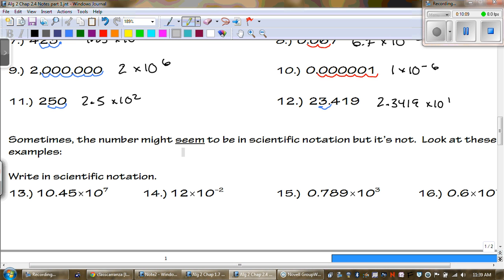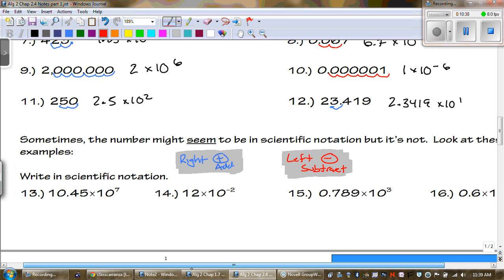So the two things that we need to remember right here. Okay? Two important facts. That if you move it to the right, we need to add. Okay? And if we move it to the left, we need to subtract.